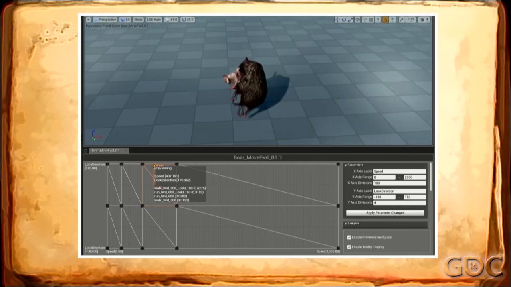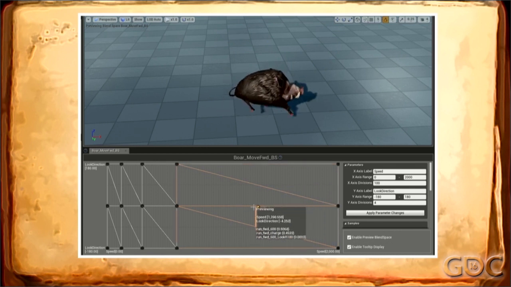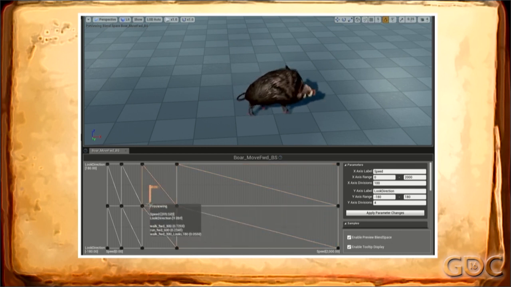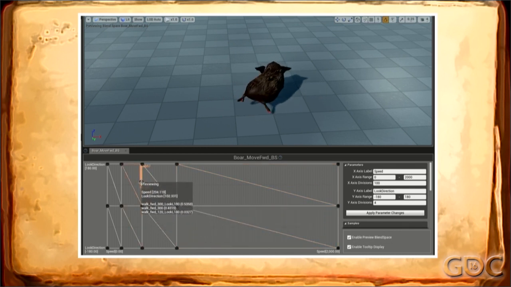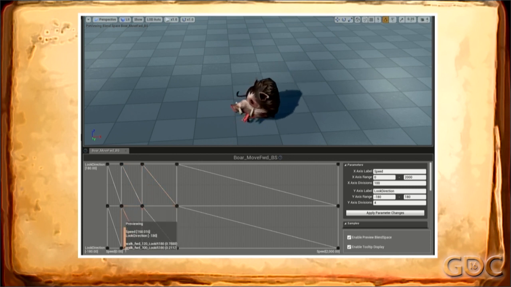And I've created this blend space where just by getting the angle between the direction the character is moving and the direction the character is facing, and by getting the speed, I can completely blend between these different animations to get a final result that'll work for the character.